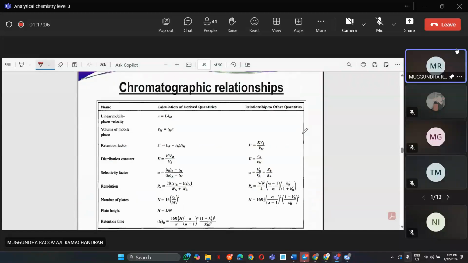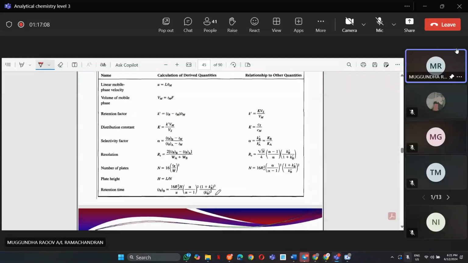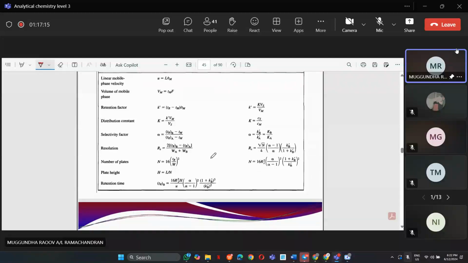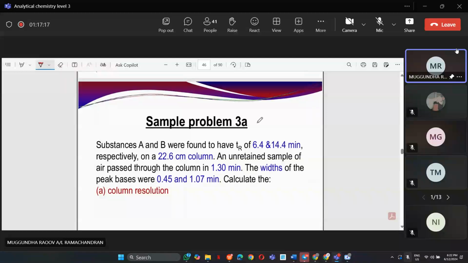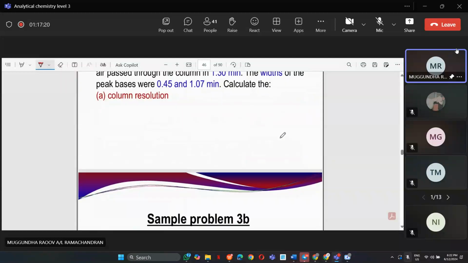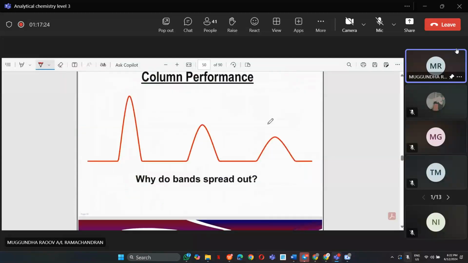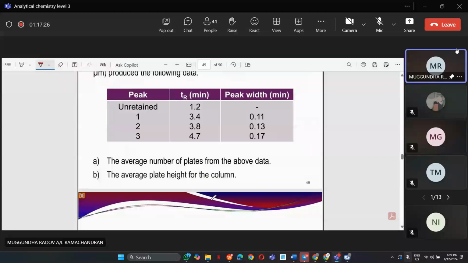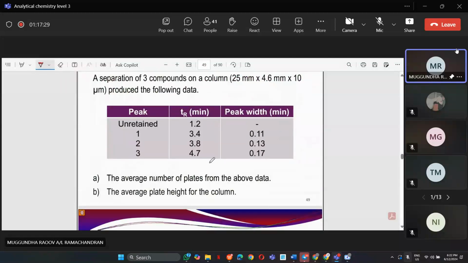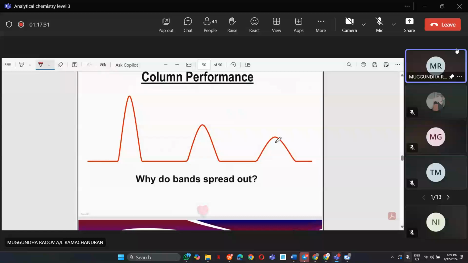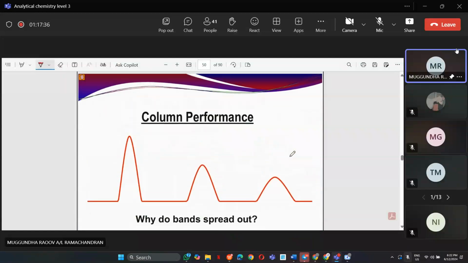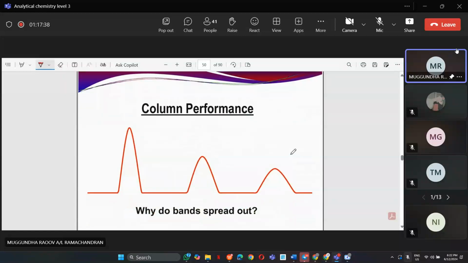This is the relationship of all the formulas here, but again, you no need to memorize all these formulas. I will tell you which one is important. So don't stress yourselves, and you can try all the samples 3A, 3B, 3C, and sample 4 as well. We can discuss all these samples next week Thursday, or the following week. I need to double confirm with Dr. Tay about the class.